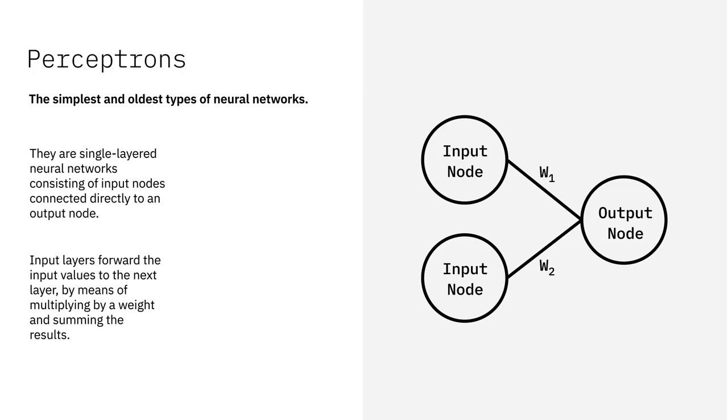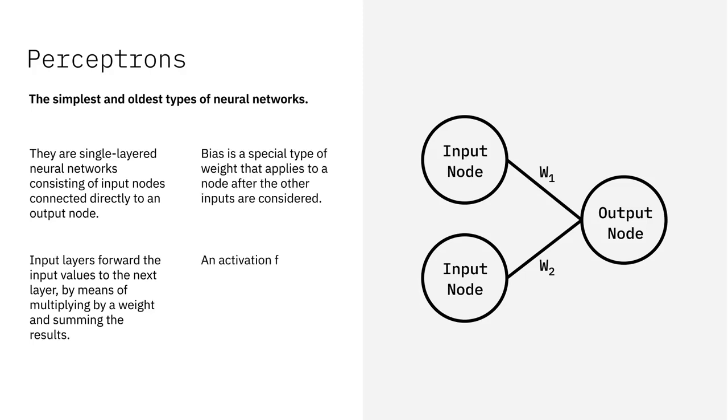Hidden and output nodes have a property called bias, which is a special type of weight that applies to a node after the other inputs are considered. Finally, an activation function determines how a node responds to its inputs. The function is run against the sum of the inputs and bias, and then the result is forwarded as an output. Activation functions can take different forms, and choosing them is a critical component to the success of a neural network.